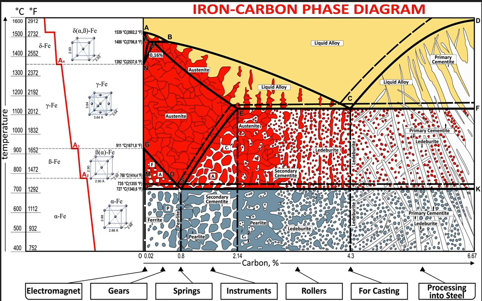Pearlite looks like a sandwich of alternating layers of ferrite and cementite. This lamellar structure is what gives construction steel its unique balance of strength and toughness. If we have less carbon, we call it hypoeutectoid. If we have more, it's hypereutectoid.